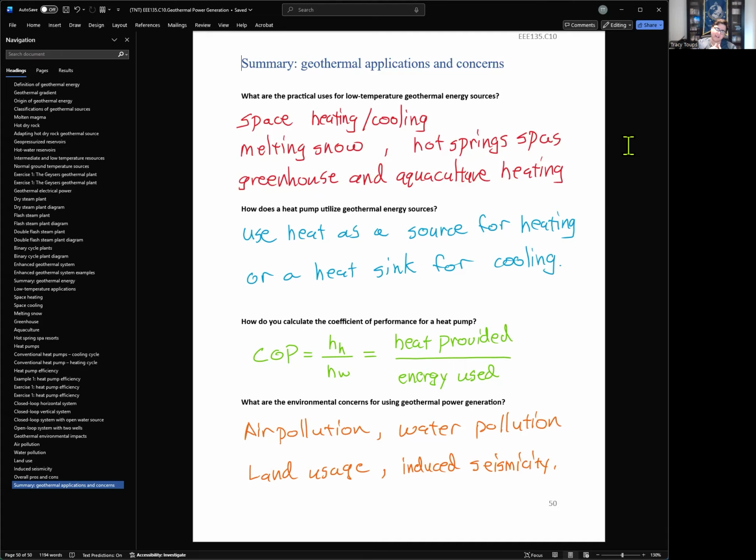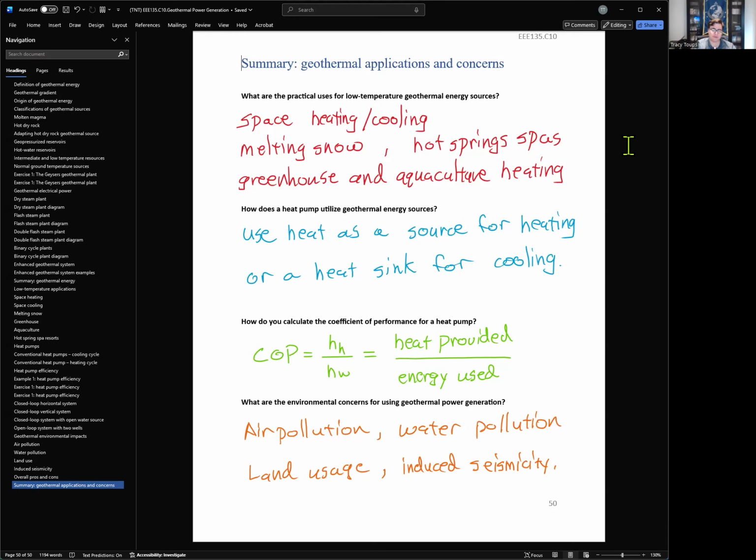How do you calculate the coefficient of performance for a heat pump? COP is always equal to the heat provided versus the energy used by the system. It should be greater than 1, otherwise you should not be running the system. 5 is really good. 3 is pretty decent. 1 is turn off the system.